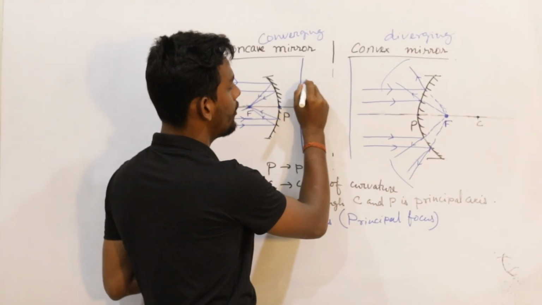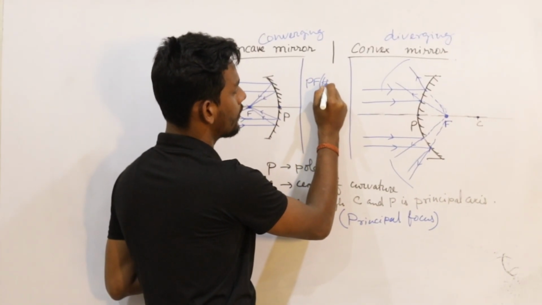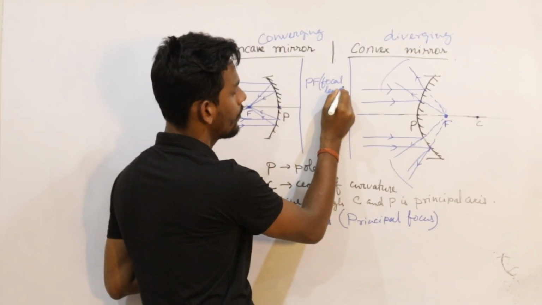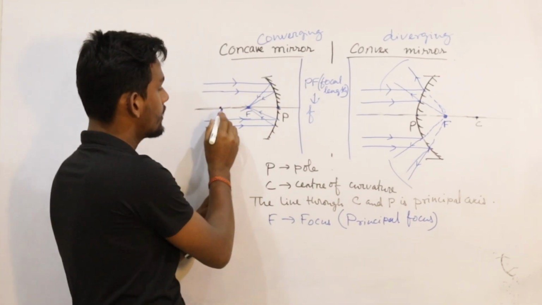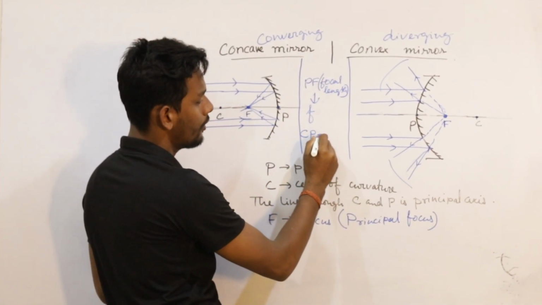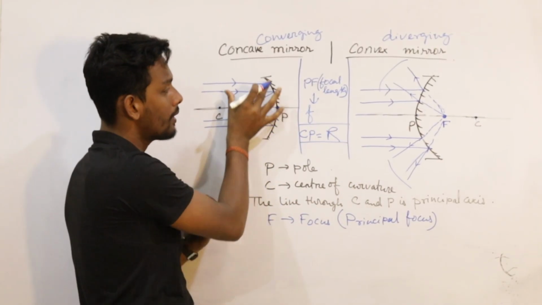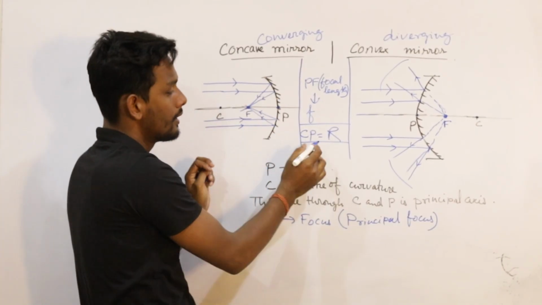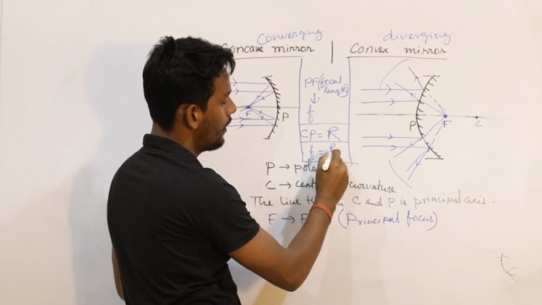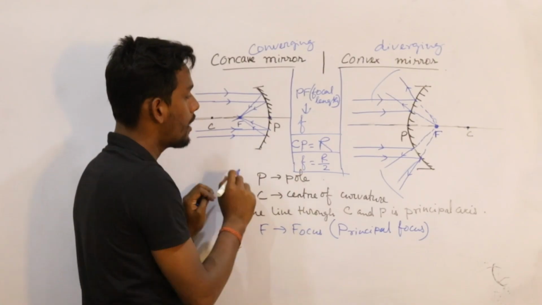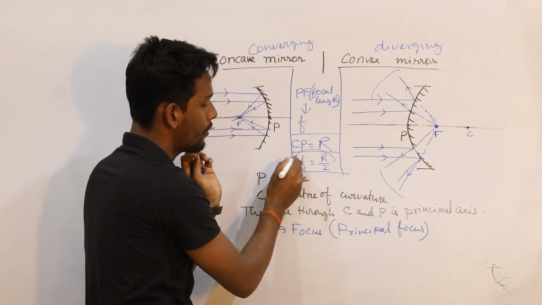Now there are two lengths. What is the length from P to F? Here also from P to F. It is called the focal length, and which is denoted as small f. Between the center and the pole, this is called R, which is known as the radius of curvature. The radius of curvature means the radius of the mirror, CP equals R. And the relation between f and R is f equals R by 2. F is the midpoint, you know. So it is half of the radius. f equals R by 2 is the relation.